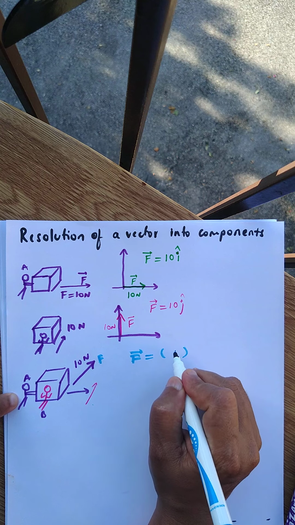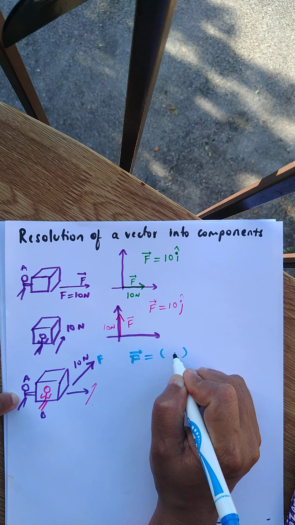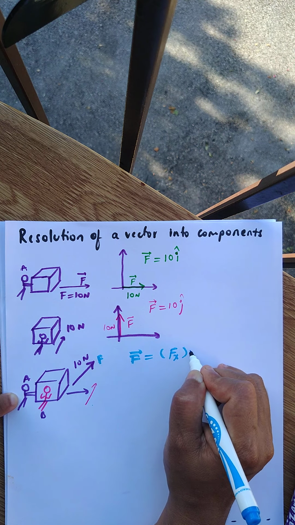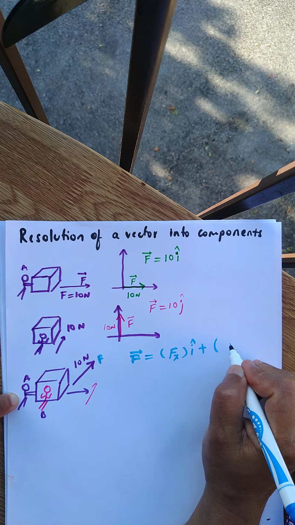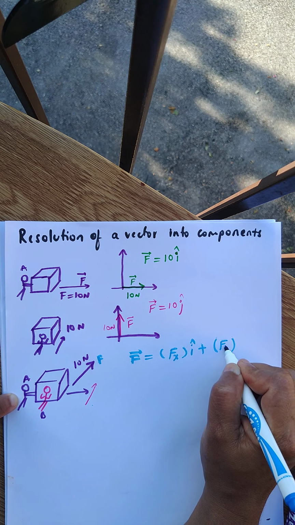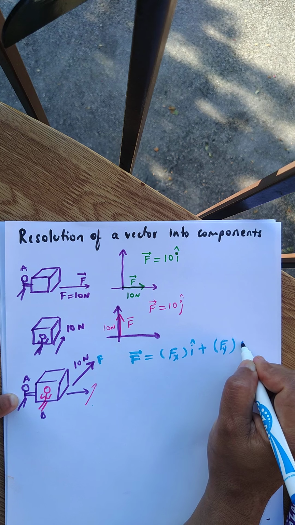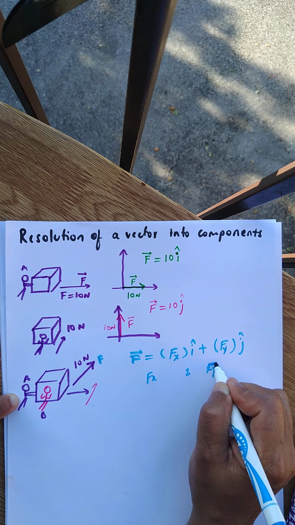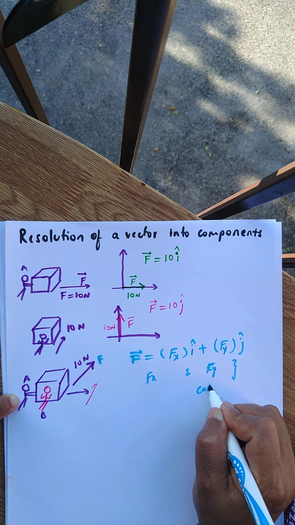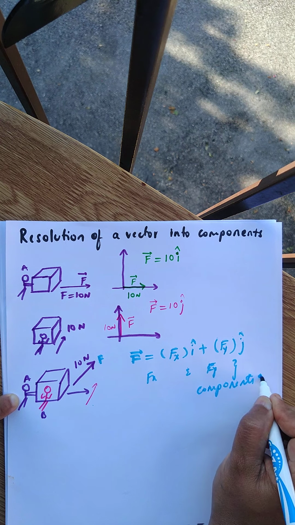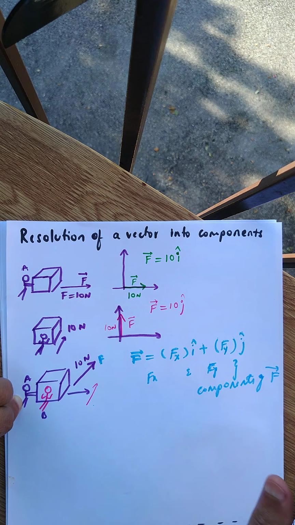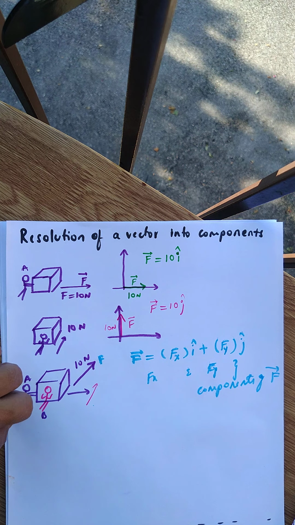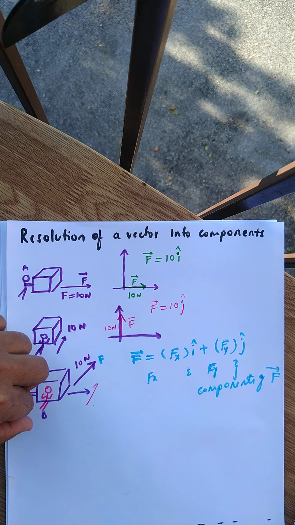One is the contribution of person A along the x-axis. I will call it the x component of the force, plus the contribution of person B. I will call it the y component of the force. So here Fx and Fy are called components of F. This is true for any vector, maybe displacement vector, velocity vector, acceleration vector, any vector in general.